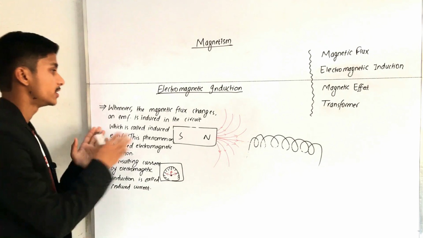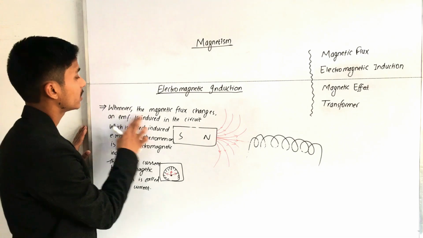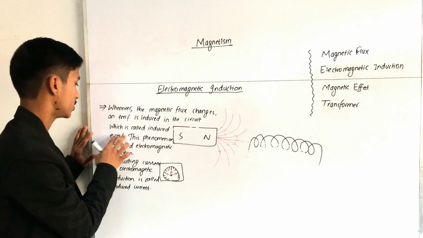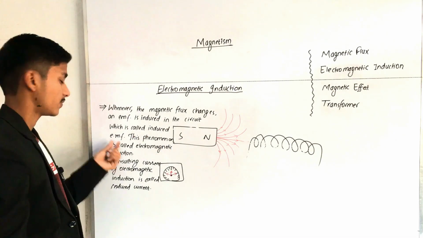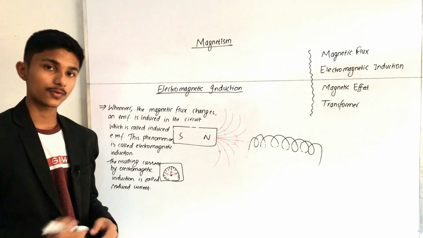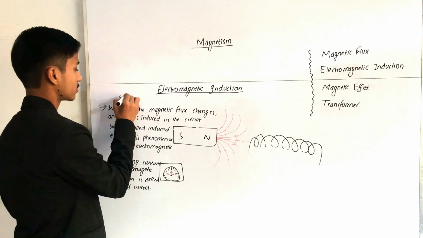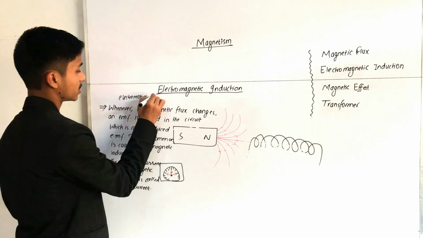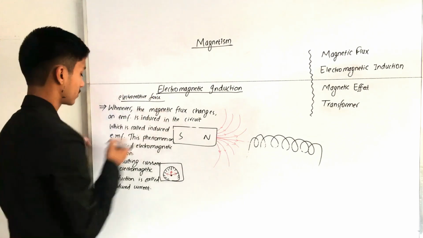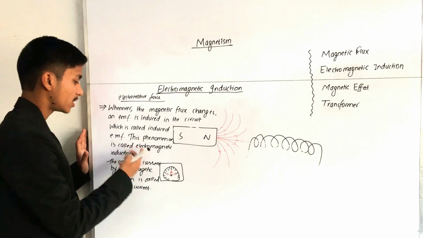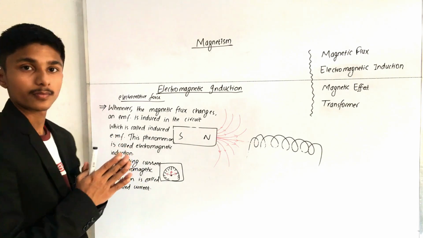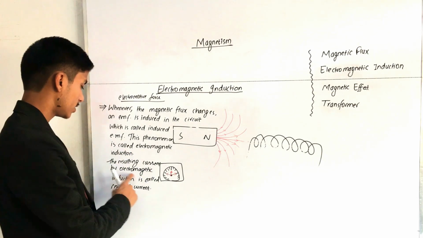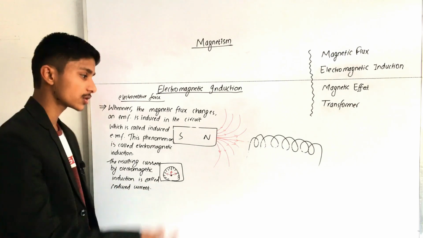Now, here we discuss this. Whenever the magnetic flux changes, an EMF is induced in the circuit, which is called induced EMF. Here, EMF means electromotive force. This phenomenon is called electromagnetic induction. And the resulting current from electromagnetic induction is called induced current.